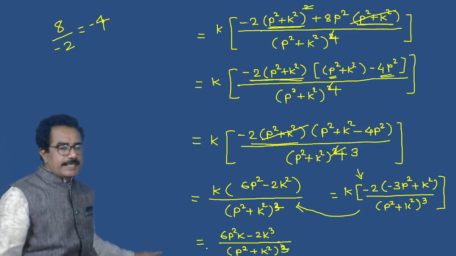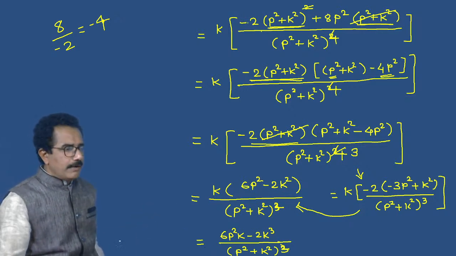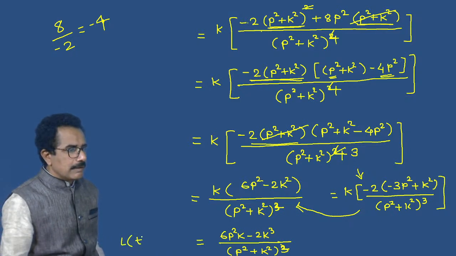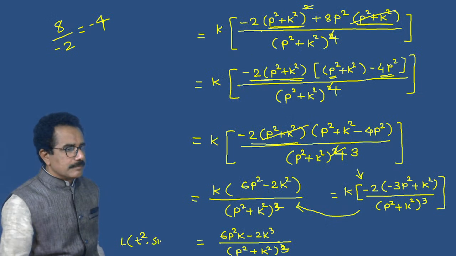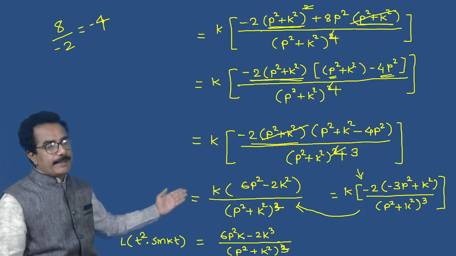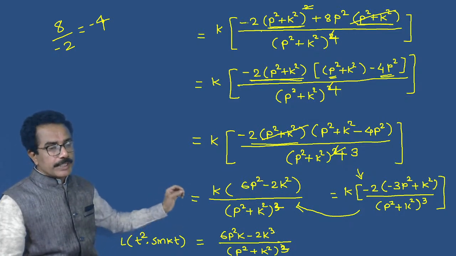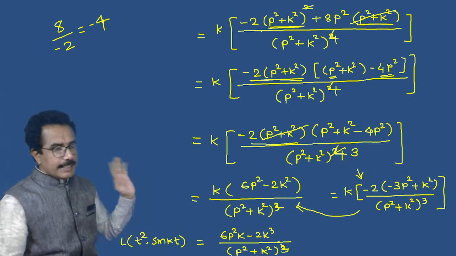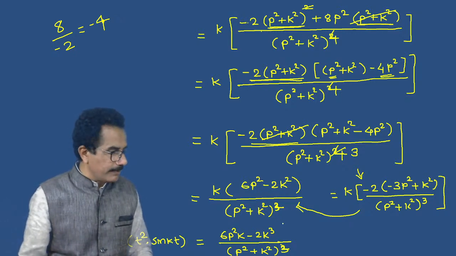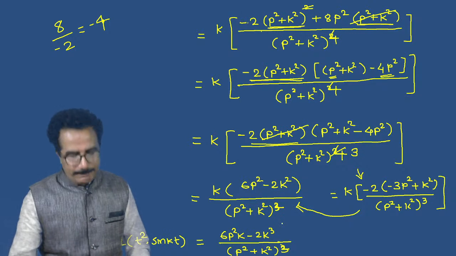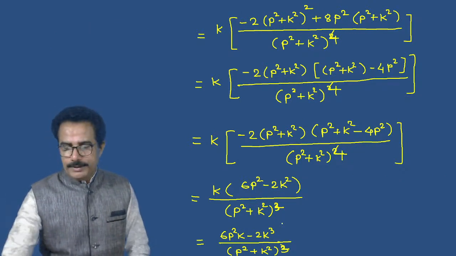So the final answer is the Laplace transformation of t square into sin kt, which will be 6p square into k minus 2k cube divided by (p square plus k square) cube. Okay, so we can obtain the result of this Laplace transformation of the given function. In this way we can calculate this Laplace transformation. Now we shall move towards the next problem.